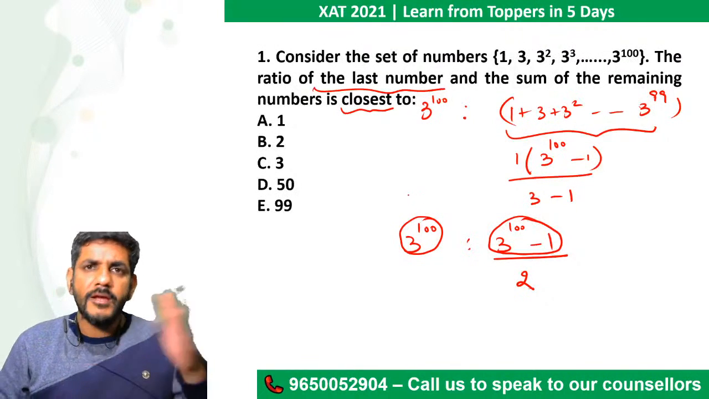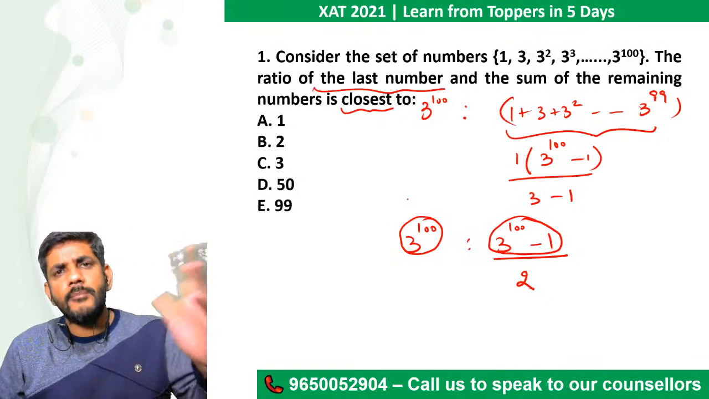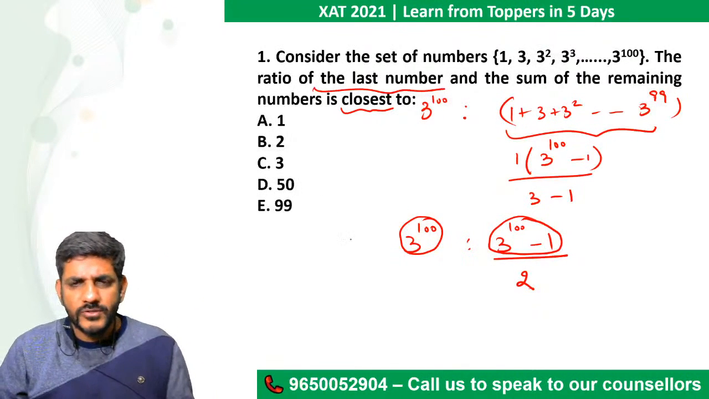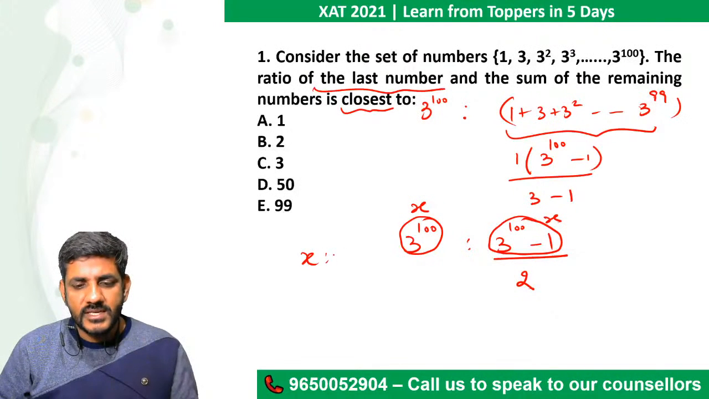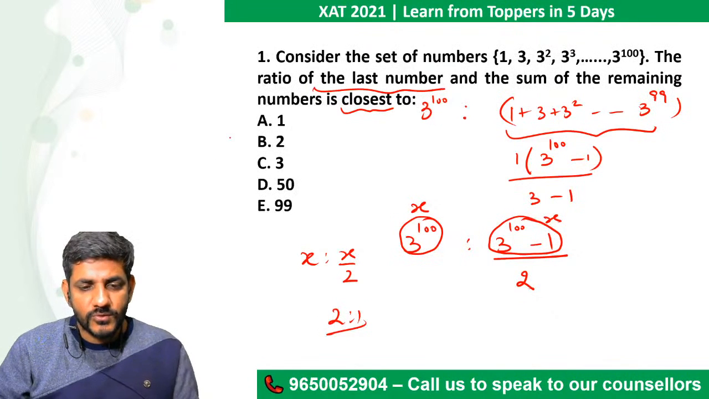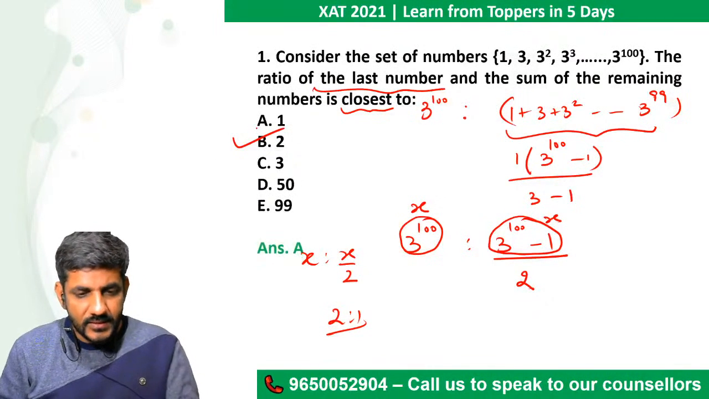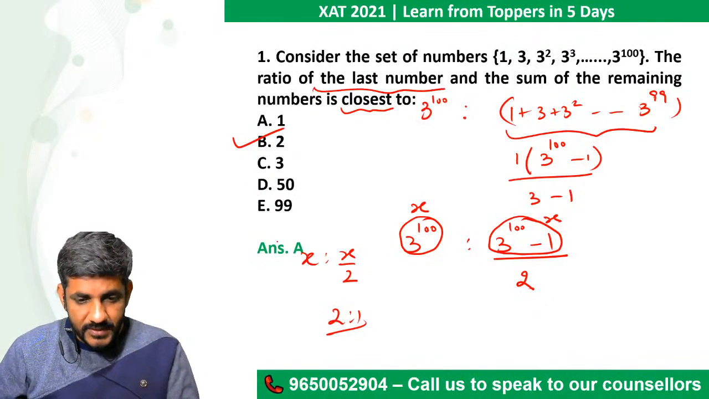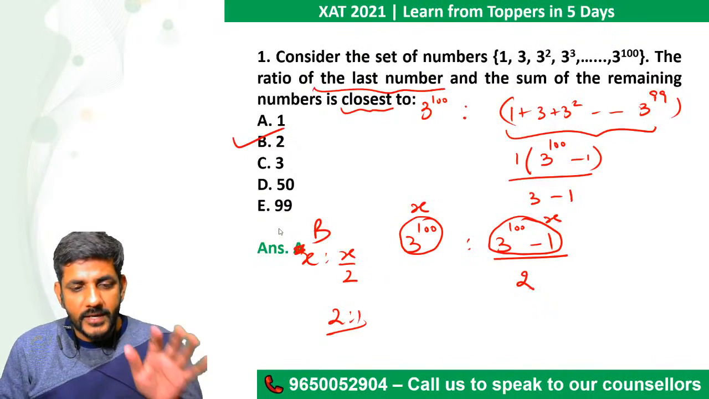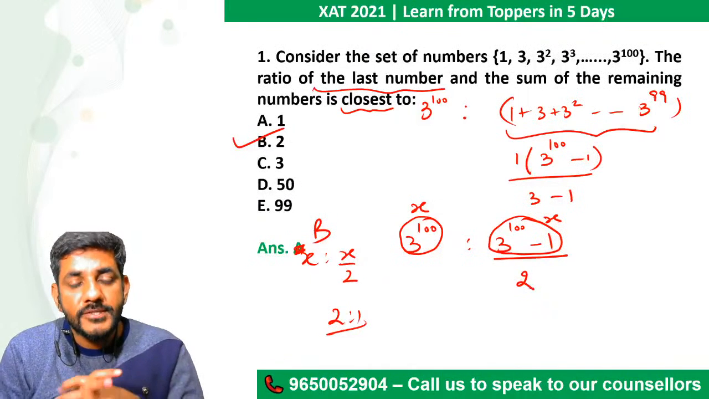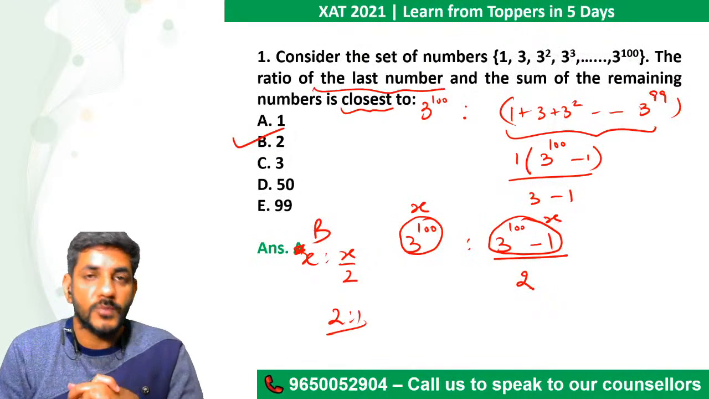So aren't they very close? If I say 1 billion and 1 billion minus 1, they're almost the same. That means if this is x, this is almost x. So the question is asking me about the ratio of x and x by 2. That is 2 is to 1. So 2 should be the closest one. So my answer is, oh no, it's misprinting somewhere. The answer is B. It is very close to B, so B should be the correct answer for this question.